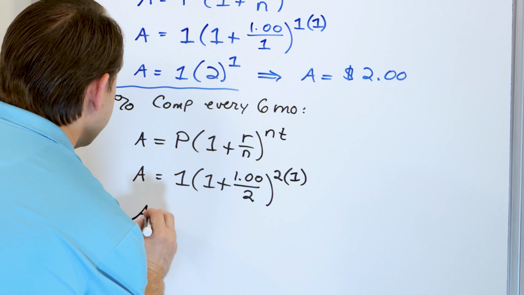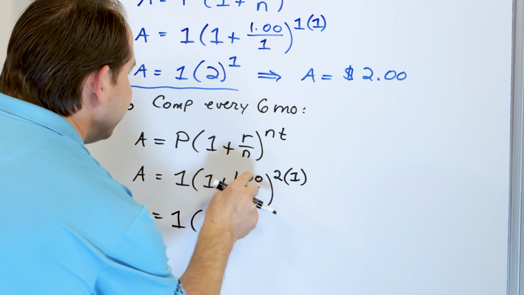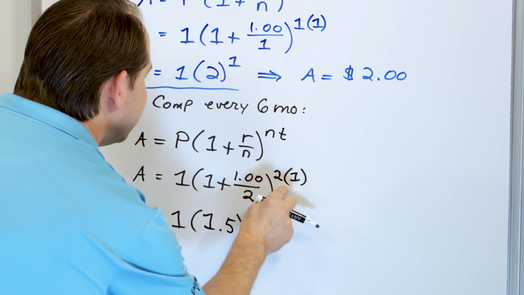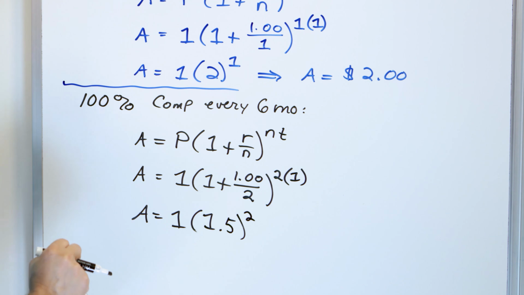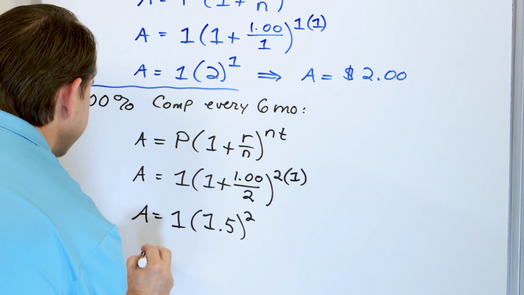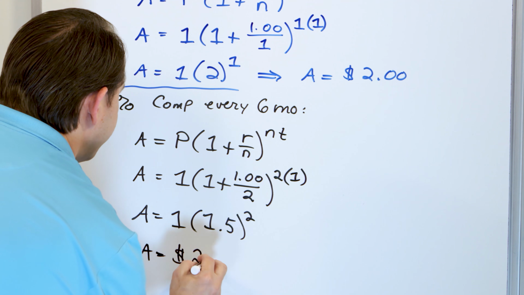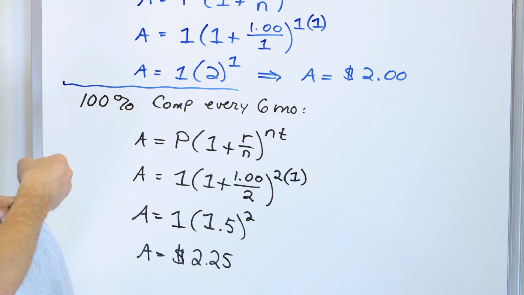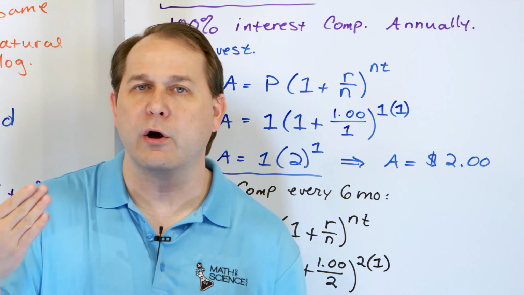So what I'm going to have is 1. This is going to be 1/2. 1 plus 1/2 is 1.5 raised to the power of 2. So if you do 1.5 squared and you multiply it by 1, what you're going to get is $2.25. So that, look at this, is very important for you to understand before we go on.